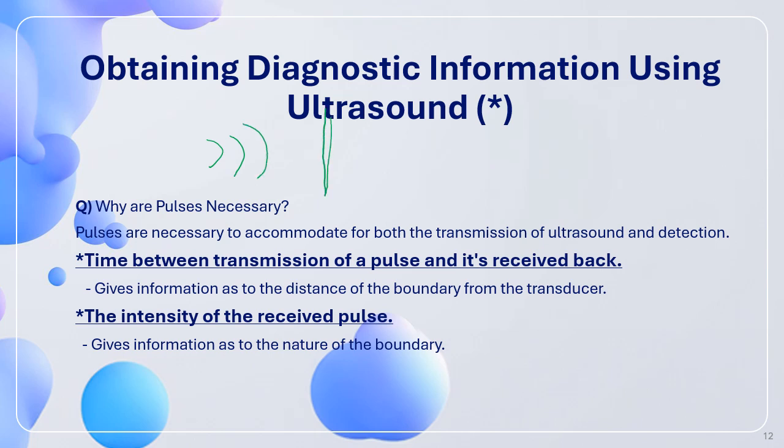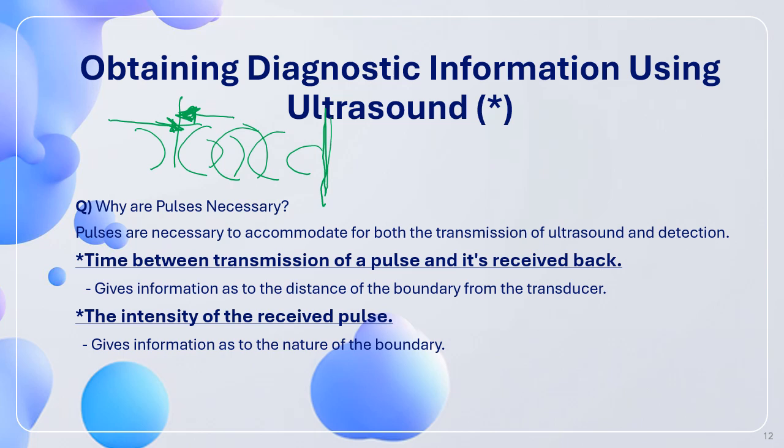Right? It gets reflected when it gets to a boundary. Some of it gets reflected back. So if we continuously send ultrasound, we're not going to be able to detect it because it will interfere with the incoming. The oncoming, the incident, and the reflected, they will collide. So the way it is done is we send our pulses, and then after detection, we send another one. That's how it works. That's how the sonogram works.